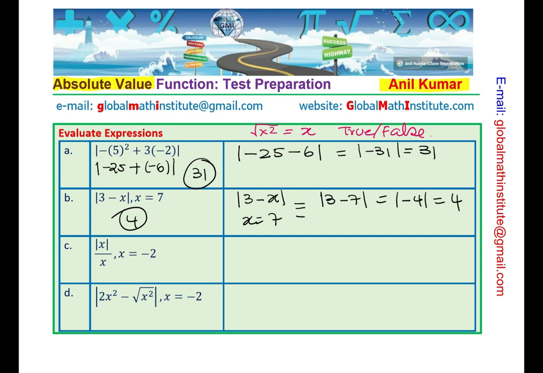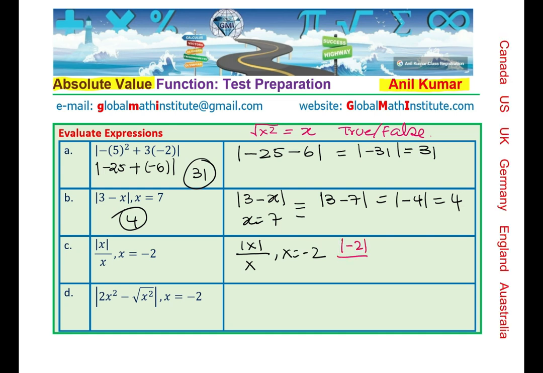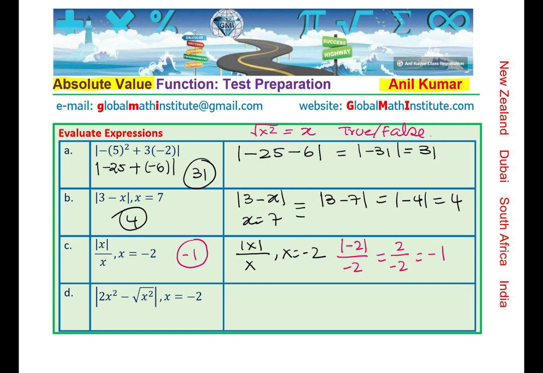What do you expect? Well, let's rewrite this. So we have the question as absolute value of x over x, and x is equals to minus 2. Substituting minus 2, we get minus 2 over minus 2, and absolute value is positive, so it is 2 over minus 2, which is minus 1. So this is minus 1, correct? So it is not that in any question with absolute value, you cannot get a negative answer, right? Perfect. The last question here is absolute value of 2x square minus square root of x square.